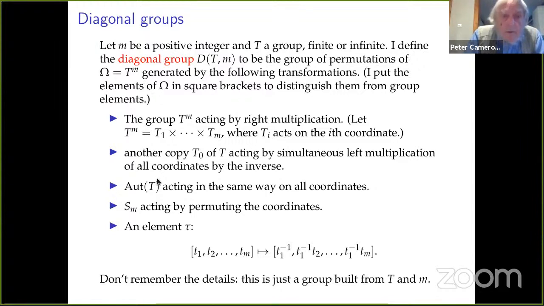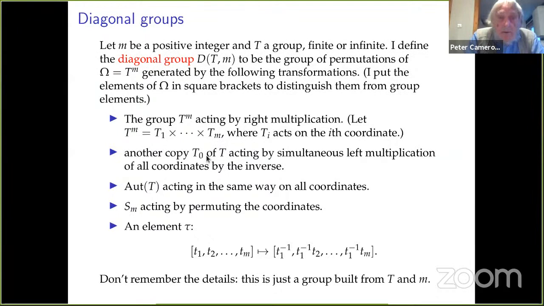When I'm thinking of a point of omega, I'll write the M-tuple in square brackets, because I also want the group T to the M, the direct product of M copies of T, and I'll represent that in round brackets in the usual way. So what are the permutations that generate the group? Well, the kinds that I want you to remember are the first two. You don't have to worry about the last ones, but you have the group T to the M acting by right multiplication. So if you know about Cayley graphs, we're going to be building a Cayley graph, basically. This group acts by right multiplication. So T_i acts on the ith coordinate, and you have the direct product of M copies acting on the whole of T to the M.